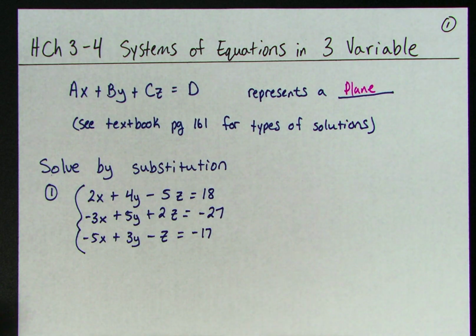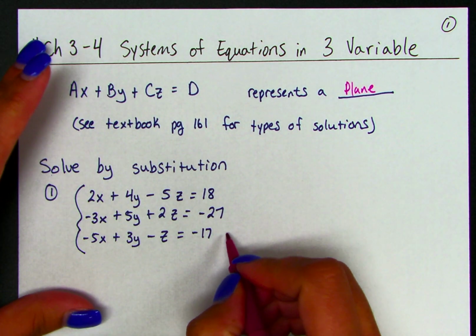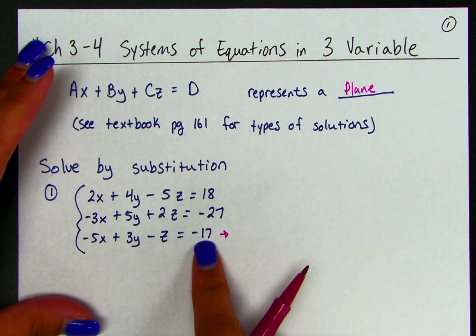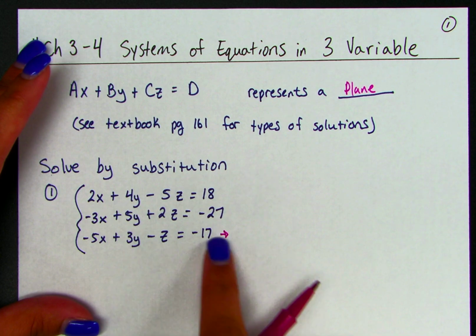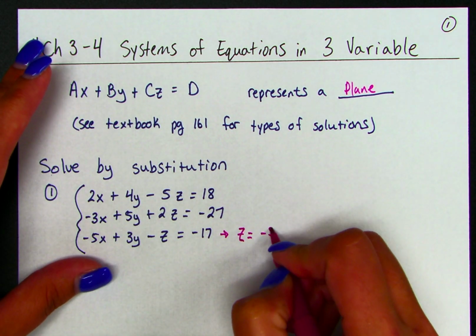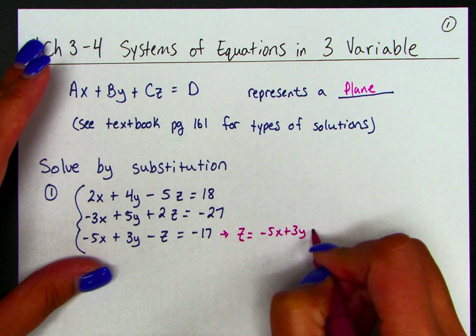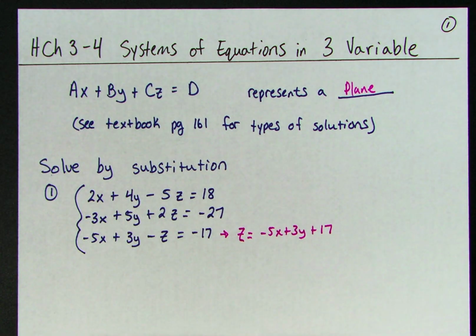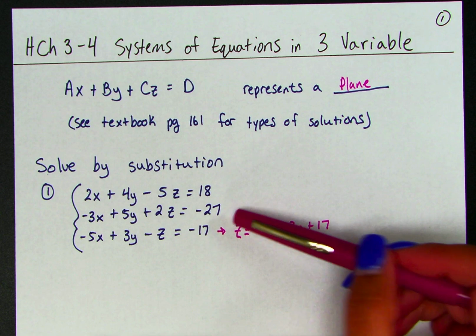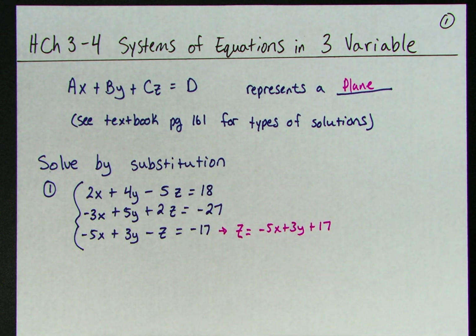To do that, I am going to choose to add the z over to make it positive, and at the same time I'm going to add the 17. So this equation is going to become z equals negative 5x plus 3y plus 17. Now that I have one of the equations by itself, I'm going to substitute it one at a time into the remaining equations. So we're going to have 2 substitution problems.